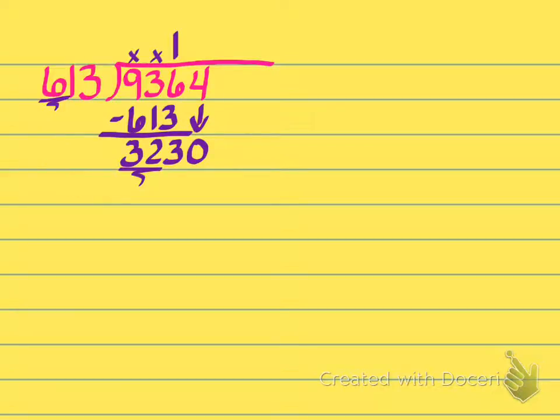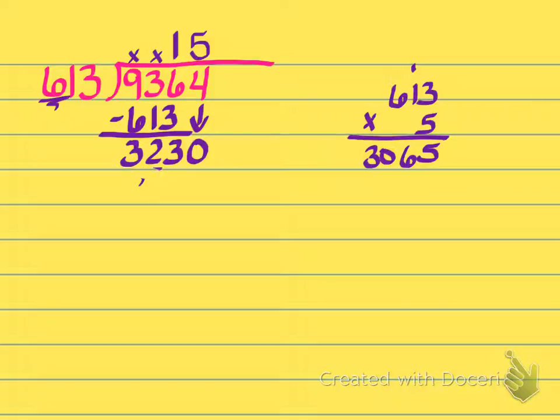So what I'm going to do off to the side is multiply 3,230 times 6, and I end up getting 3,265. Erase this part here. So now I'm going to take my 3,065 and put it underneath my 3,230. I'm going to subtract. I end up getting 165.